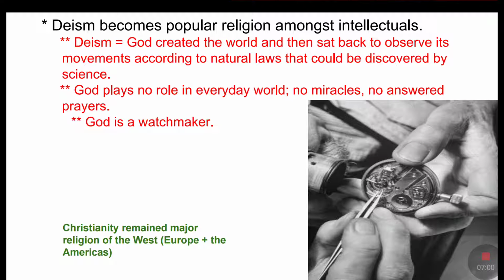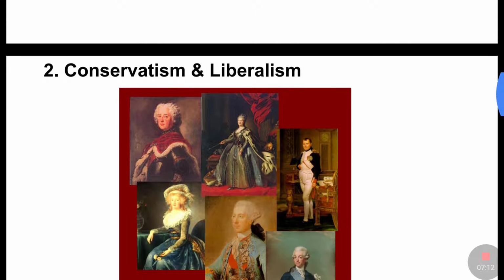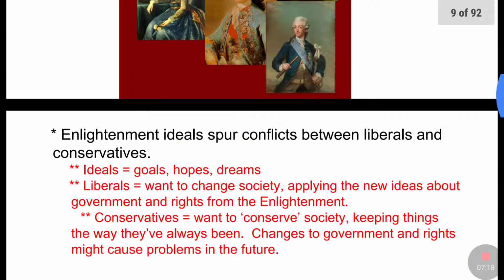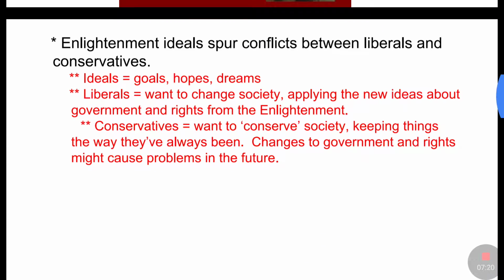So even though a lot of these Enlightenment thinkers are deists and therefore kind of reduce the importance of religion, Christianity is still, of course, the dominant religion in this time. All right, two major groups of thinkers arise during this time, the conservatives and the liberals. So what is the difference here? Well, it's all about ideals, all about goals and hopes and dreams.